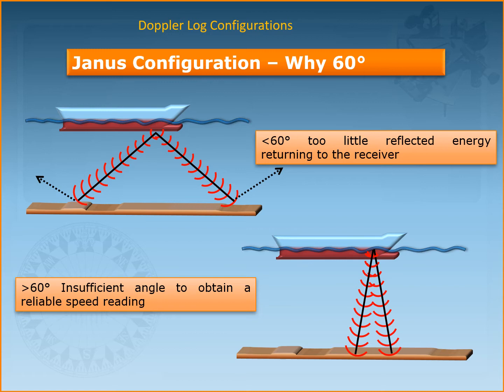So in the first case, if the angle of the beam is less than 60 degrees, too little reflected energy comes back to the receiver. Most of it will get lost in the sea itself, it will get dissipated. And if it is more than 60 degrees, then the angle will be insufficient to obtain a reliable speed reading. Alright, there will not be a big enough forward component of the beam to get a reliable speed measurement.